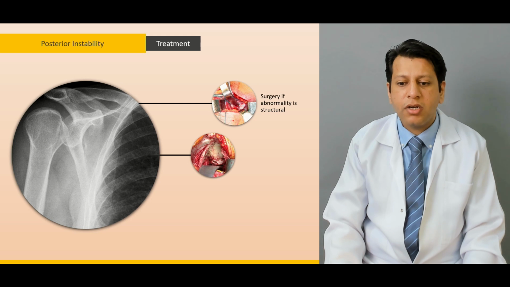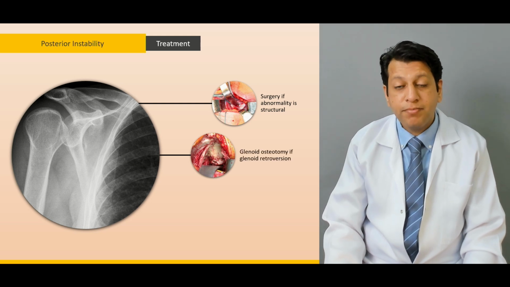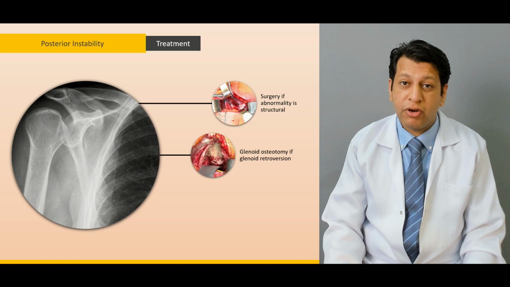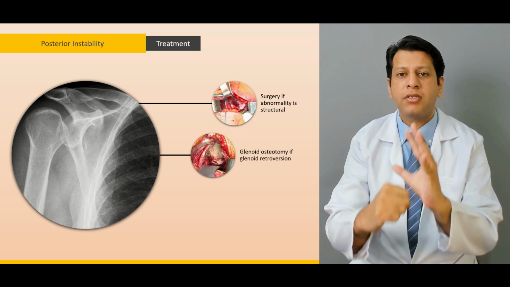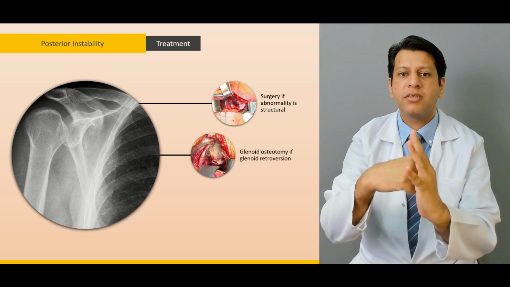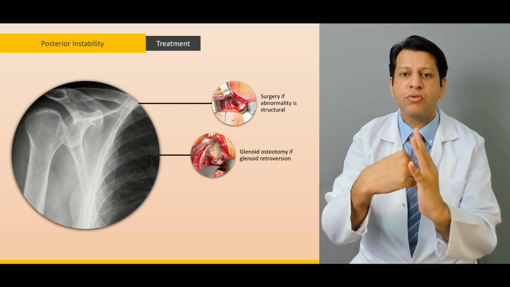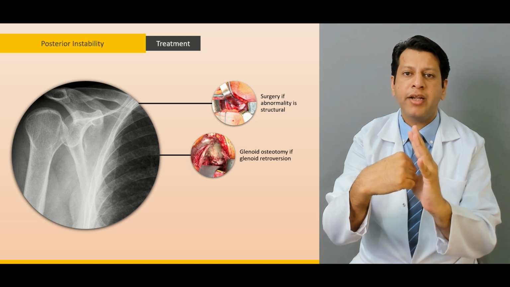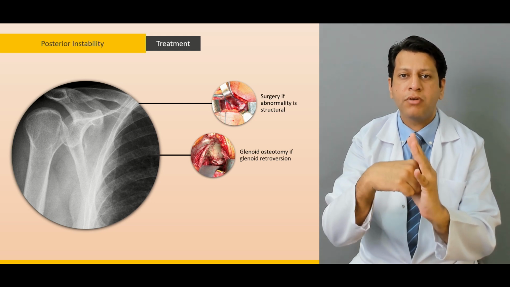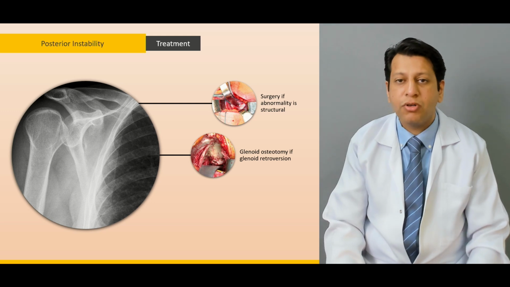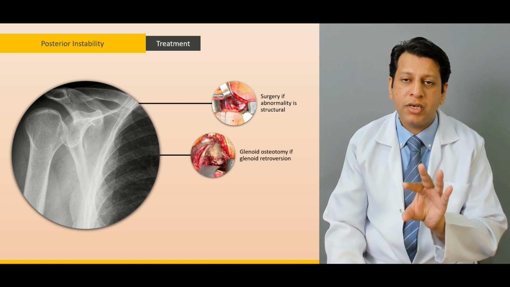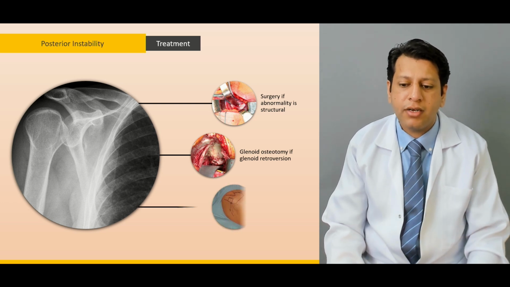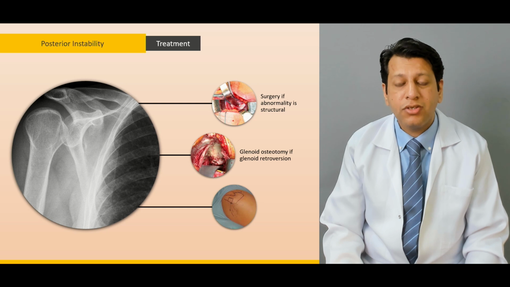But if it is associated with a lot of retroversion, then we may have to go for some form of glenoid osteotomy, because if instead of having a bit of retroversion, the head is going out like this, one way is to perform an osteotomy and make it a little anteverted so that the head does not go out. Or the other option is to do an osteotomy of the proximal humerus in such a way that instead of retroversion, it has slight anteversion, and that would decrease the chances of posterior instability and dislocation.